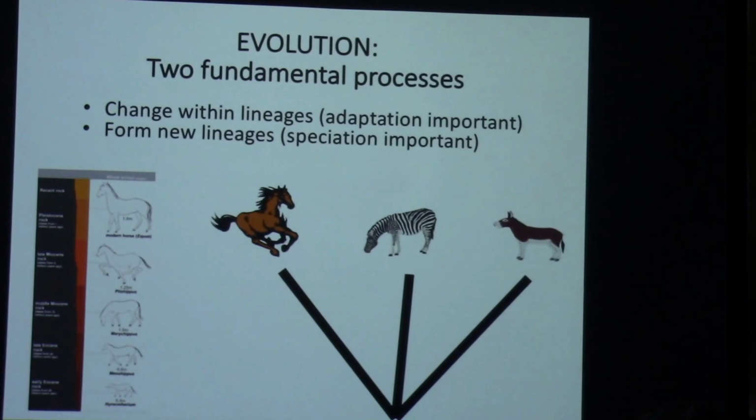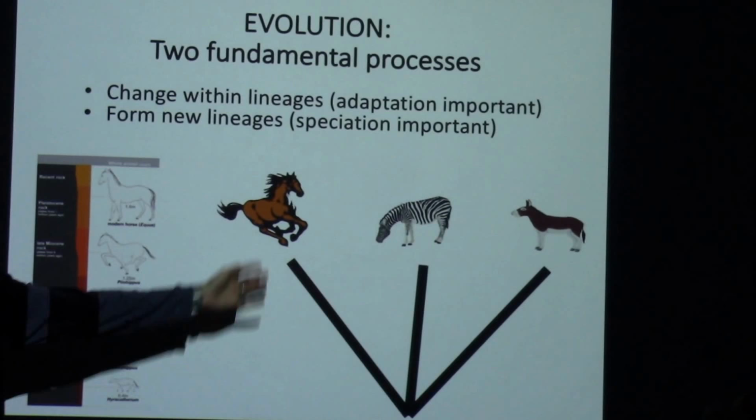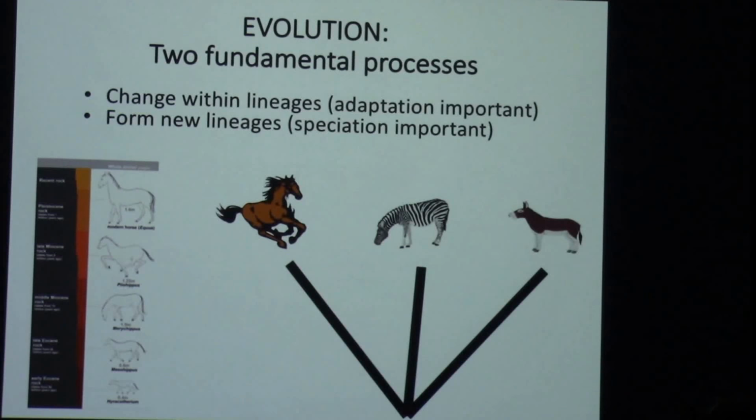where we know for changes within a lineage that adaptation is important. We're also very interested in the formation of new lineages. So obviously zebras, horses, and donkeys share a common ancestor, and speciation is what caused these things to separate.